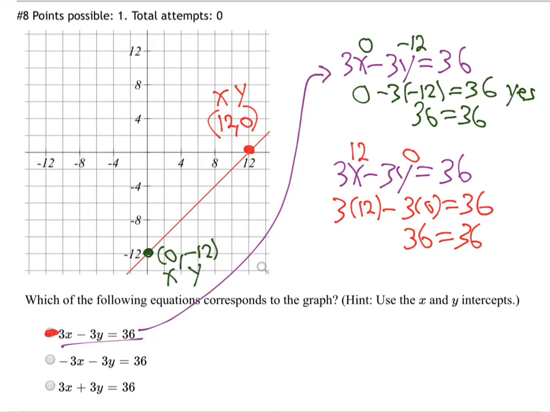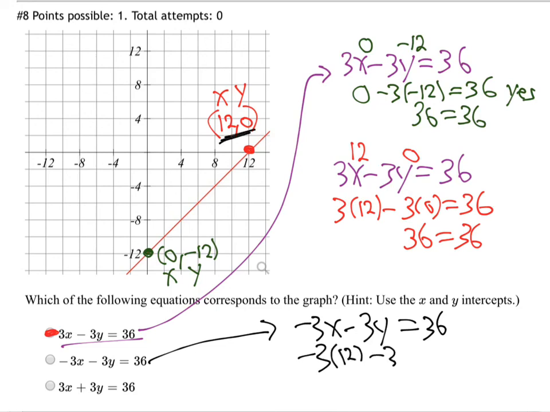If you tried the other equations, it wouldn't work. Like, let me just share. If you grabbed this one, minus 3x minus 3y is 36, and you plugged in this 12, 0, plugged in 12 for x and 0 for y, that would be minus 36 equals 36. No, it wouldn't work, for example. So that's how we know what the real answer is there.